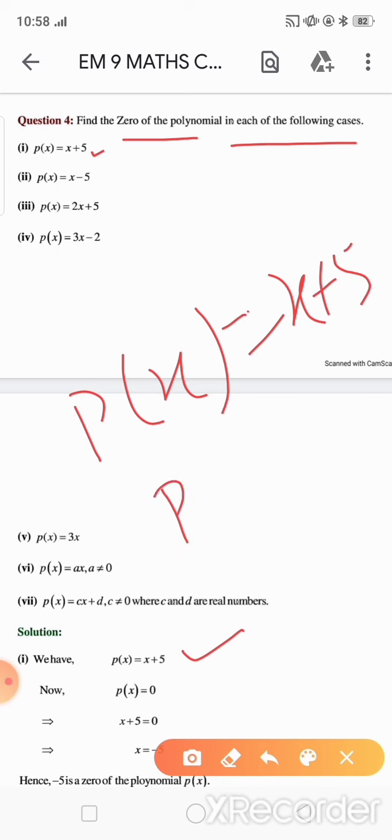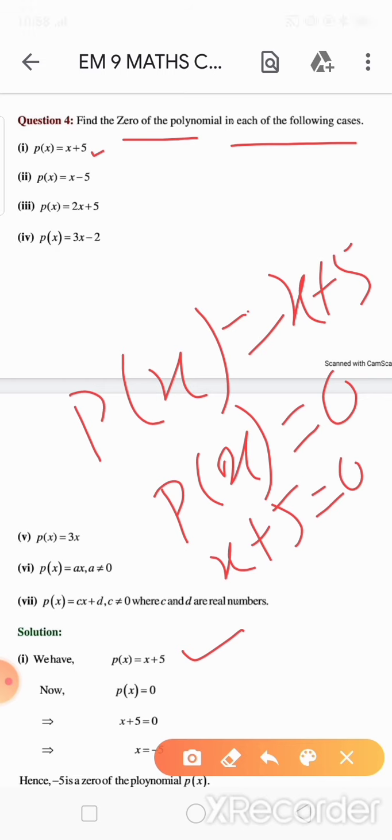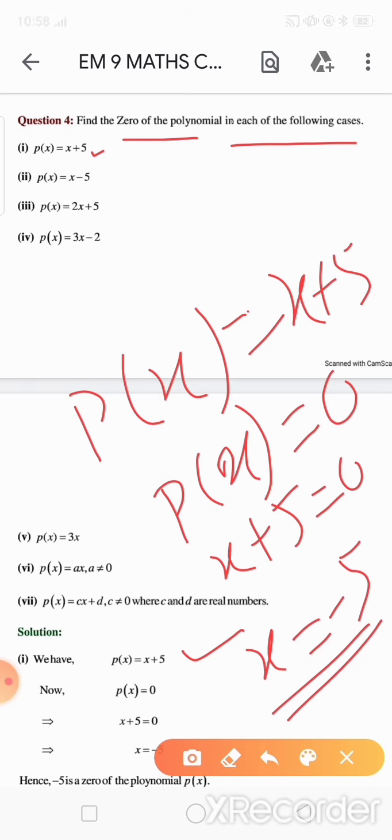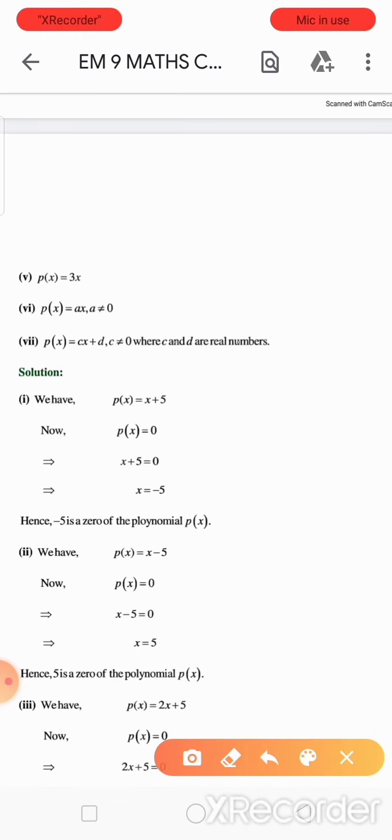For that, first we equate our polynomial to 0. P of x equal to 0 means x plus 5 is equal to 0. Simplifying this step, here 5 is positive, that side it will be negative. So for the x equal to value minus 5, our polynomial x plus 5 is zero. x is equal to minus 5. We say minus 5 is the zero of polynomial p of x.